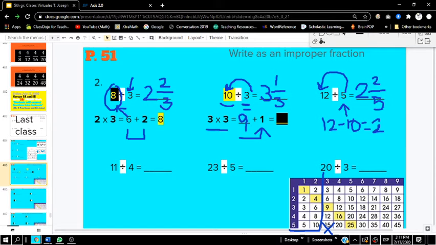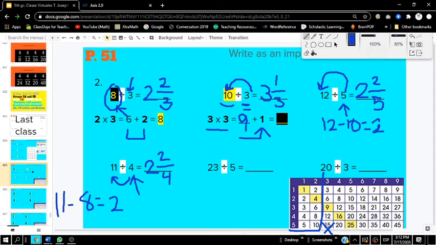All right, so these problems, boys and girls, 4 can go into 11. Let's count by 4s. 4, 8, 12. Oh, just 2 times. 2 times 4 is 8. Now 11 minus 8 is going to give us 3. So that's going to be our numerator. Sorry, that should be 2 and 3/4 because 11 minus 8 is 3, right?